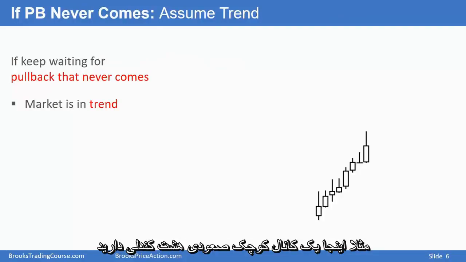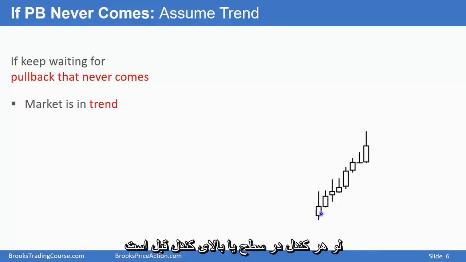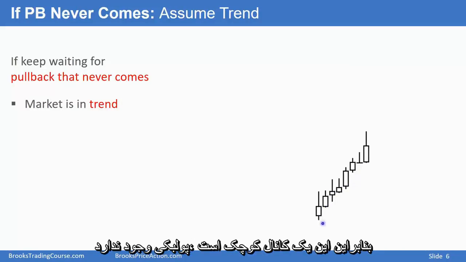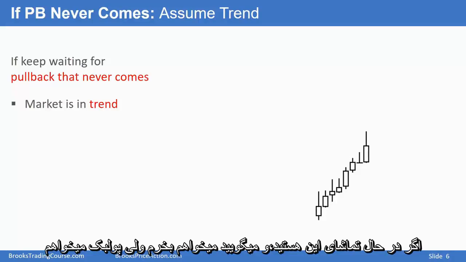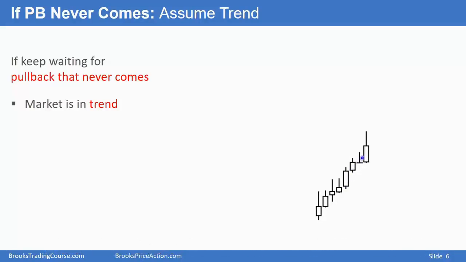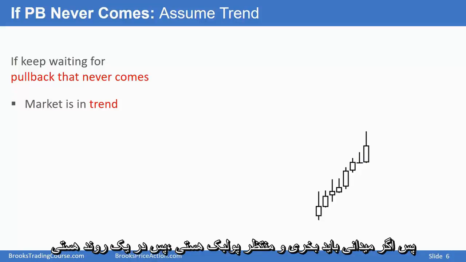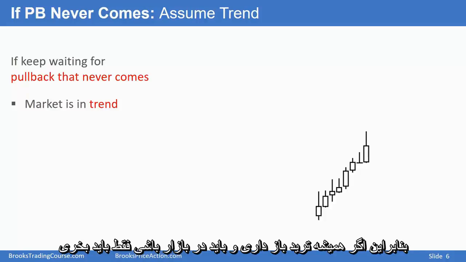For example, here we have an 8-bar bull microchannel. Every bar has a low at or above the low of the prior bar. So it's a microchannel, no pullbacks. And if you're watching this and you're thinking, oh my gosh, I want to buy, but I want a pullback, then you know the market's in a trend. And therefore, if you're an always in trader, you have to always be in the market.